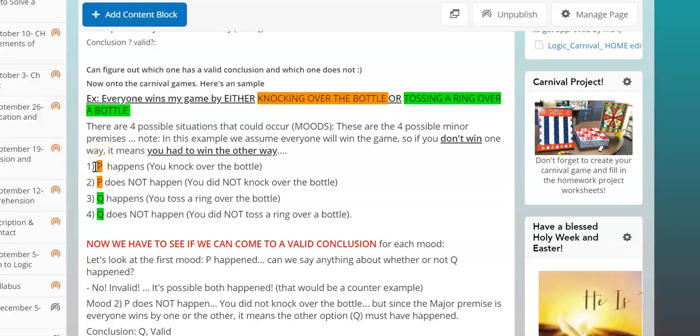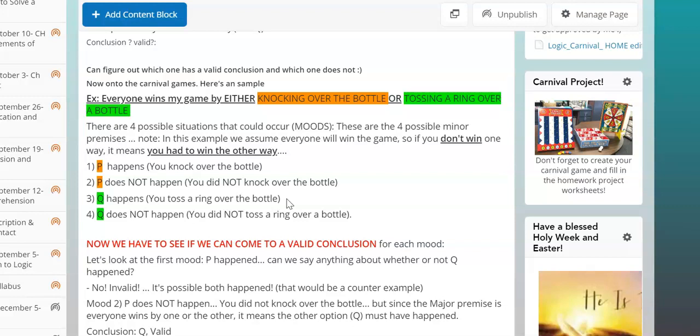So P happens, that means you did knock over the bottle. Can you tell me for sure whether you tossed a ring over there or not? And that one we would say, no, it's invalid. You can't tell. You could have done both, or you could have just done P. Number 2 said P did not happen. You did not knock over the bottle. So if you won the game, it means you must have done Q, toss the ring over the bottle. So to win the game, Q would be the valid answer, that you know you had to have done Q. So number 3, Q happens, you toss the ring over the bottle. And again, we're assuming everybody won.